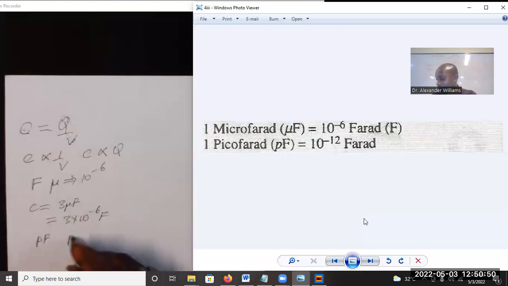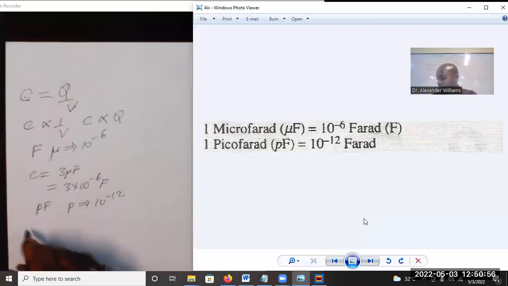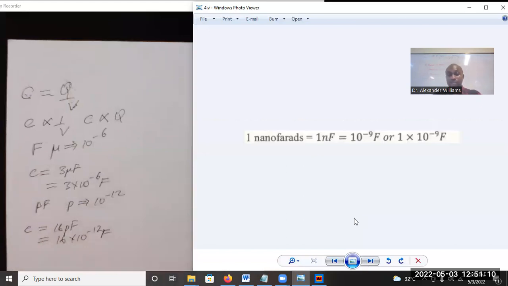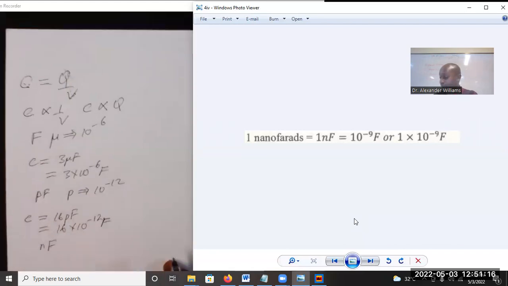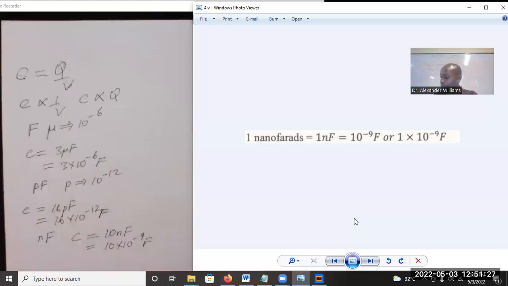The pico signifies 10 raised to the minus 12. If you have a capacitor that has a capacitance of 16 picofarad, this is 16 times 10 raised to the minus 12 farad. There's another unit known as the nanofarad. If you have a capacitance of 10 nanofarad, that means this is 10 times 10 raised to the minus 9 farad. So the nano here signifies 10 raised to the minus 9.